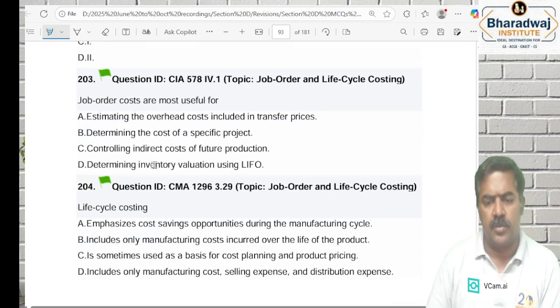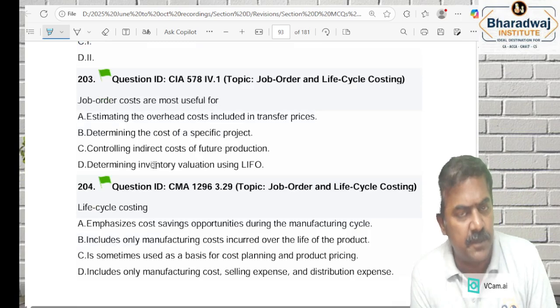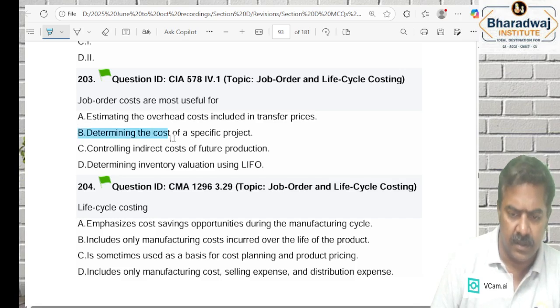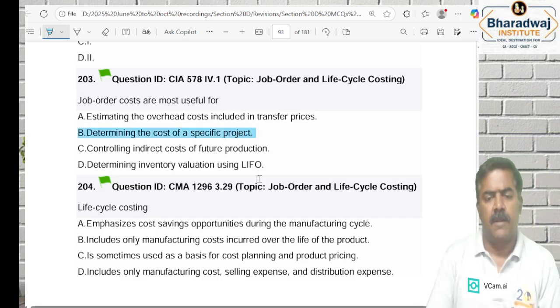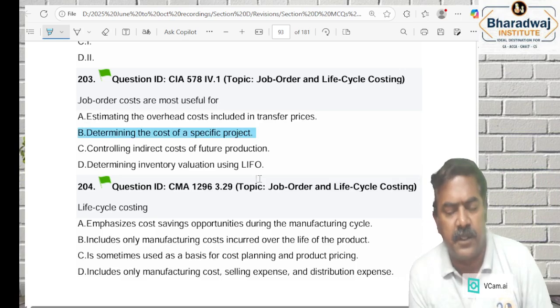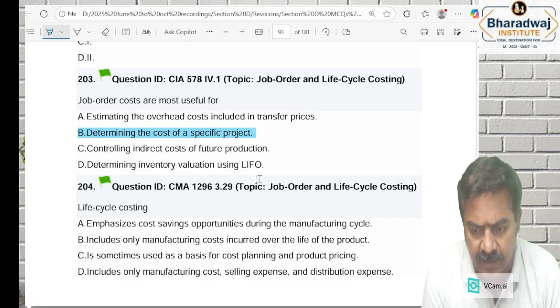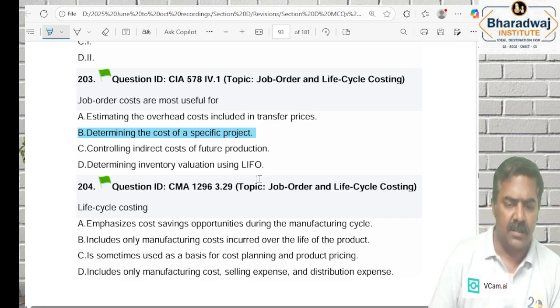Job costing is more suitable whenever there is a specific order given, according to that instruction we make it. Directly this has the answer: determining cost of a specific project. Because project by project, it will have different property, different consumption of material. It is not a standardized one.